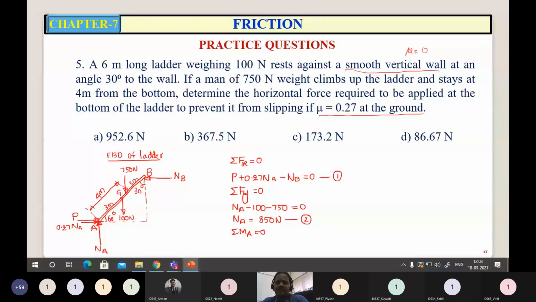Taking moments about A. The moments of these three forces about A will be zero. Moment of 100 is clockwise. Minus 100 into perpendicular distance from the line of action, that is 3 cos 60. Moment of 750 again clockwise. Minus 750 into perpendicular distance. Now you have this as 4 meters, so 4 cos 60. Moment of NB is anti-clockwise, plus NB into vertical distance, since NB is horizontal. So vertical distance means opposite side of 60, 6 sine 60, is equal to 0.